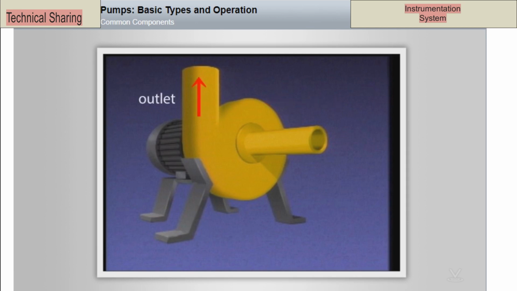Outlet. The liquid leaves the pump through the outlet. This side of the pump is also called the discharge side. The pressure of the liquid is highest at this point.